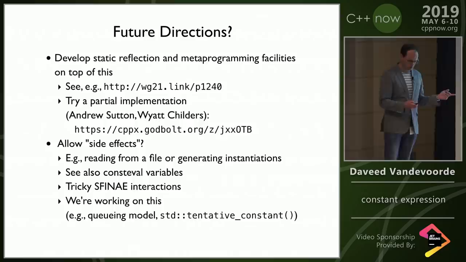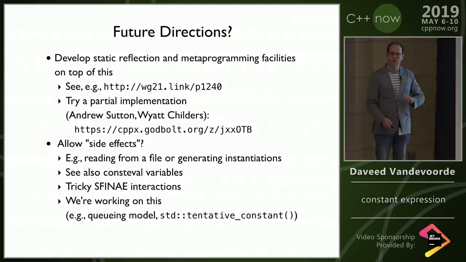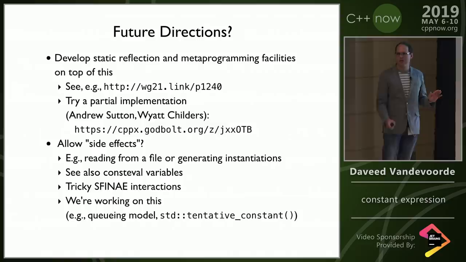We have a two-pronged approach. One is a queuing model where for certain side effects, instead of saying do the side effect, we say queue up the side effect. And if this is what we really wanted, if we successfully get through this whole process, then commit to it, otherwise don't. The other is something like is_constant_evaluated, maybe something like tentative constant, to say, just be aware you're being evaluated here for an evaluation that might be discarded completely, might not, might be SFINAE or something. Or maybe we'll call it is_sfinae or something.